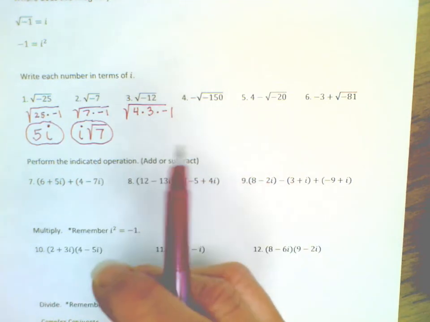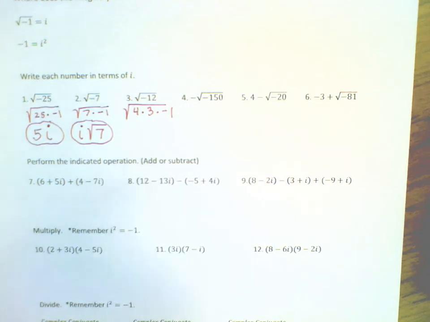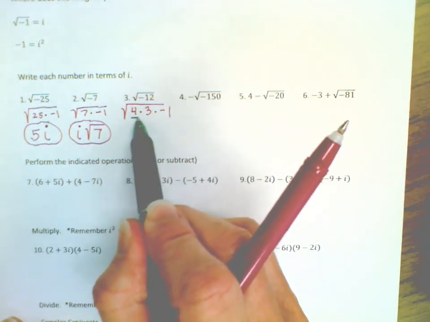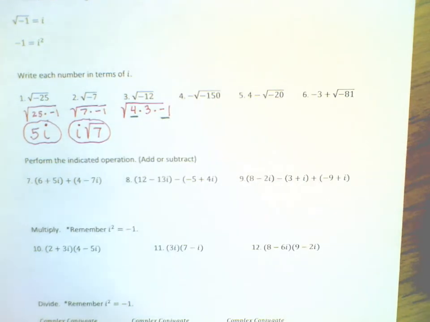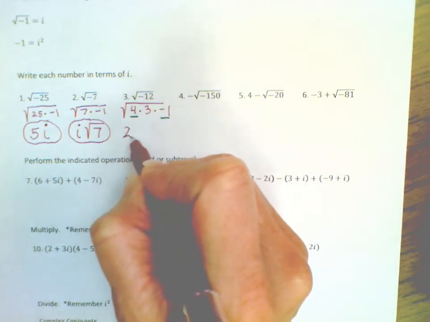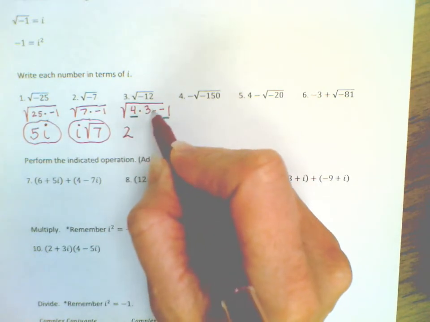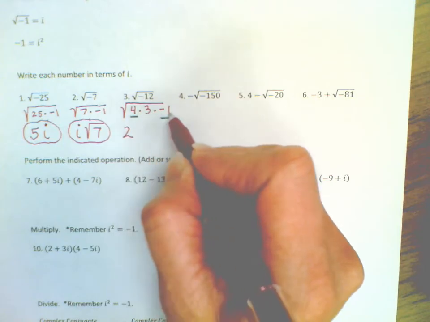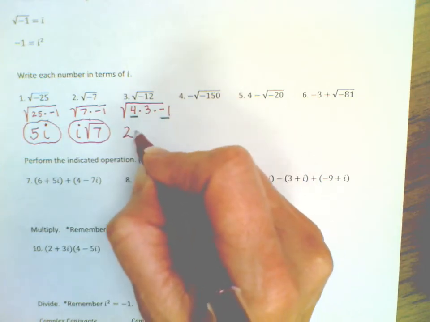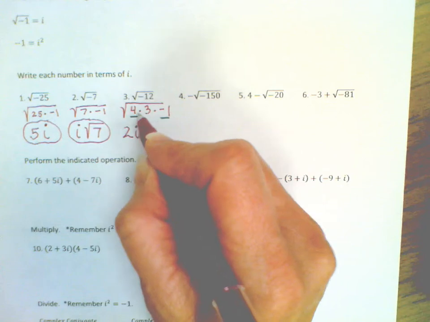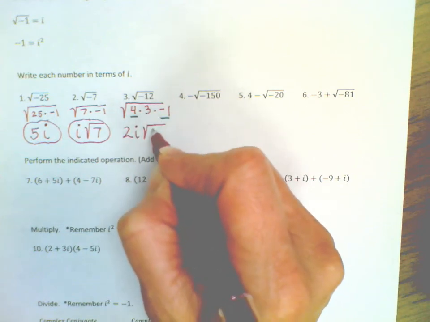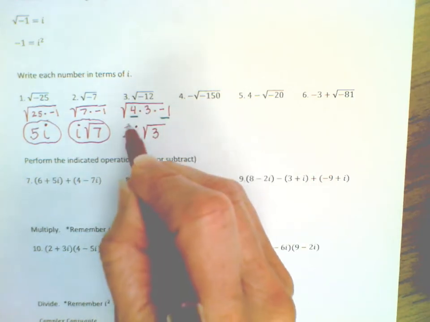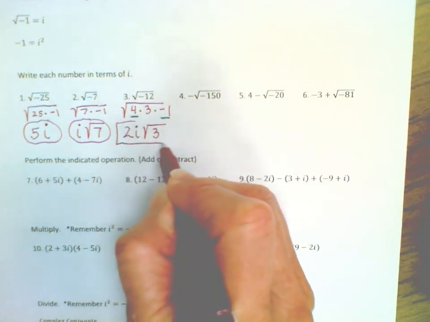Now the only parts of this I can simplify are the square root of 4 and the square root of -1. So the square root of 4 is going to be 2. I'm going to jump over the 3 because I can't do anything with that. The square root of negative 1 is i. And then the only thing that's left under the radical is that 3. So that's as simple as I can get it. 2i radical 3.